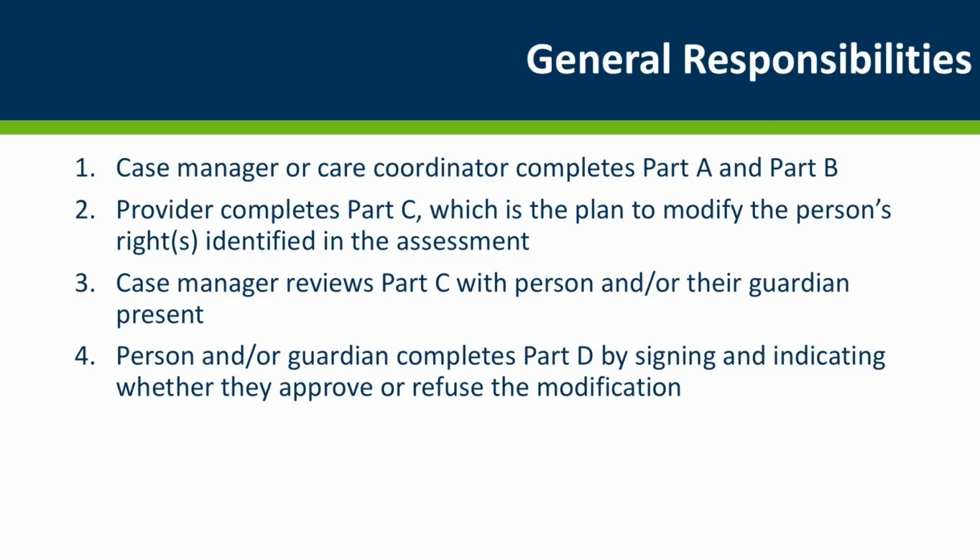Case managers and care coordinators are responsible to complete Part A, which is general and demographic information about the person who is receiving waiver HCBS, and Part B, which identifies the assessed needs and justifies the HCBS rights to be modified. After Part A and Part B are completed, the case manager or care coordinator sends the form to the provider. The form is sent to the provider using the same methods used when sending the support plan to the provider. This may be done differently by each lead agency.